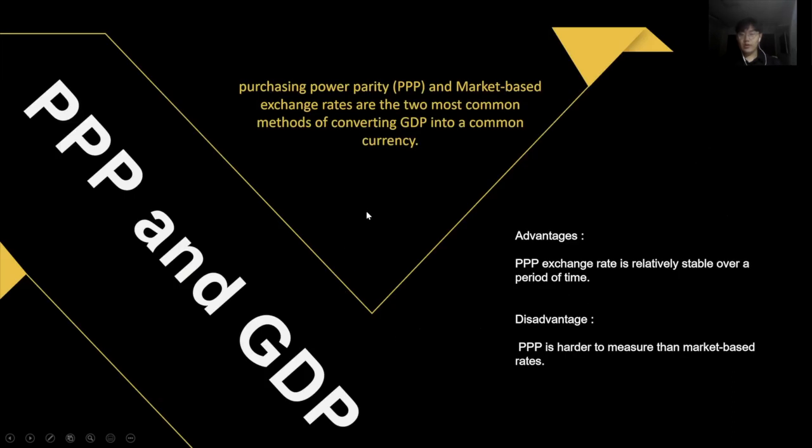Purchasing power parity is one of the two most common methods of converting GDP into a common currency. The other is market-based exchange rate. Therefore, compared with market-based exchange rate, PPP's advantage is that its exchange rate is relatively stable over a period of time. The disadvantage is that it is difficult to measure.